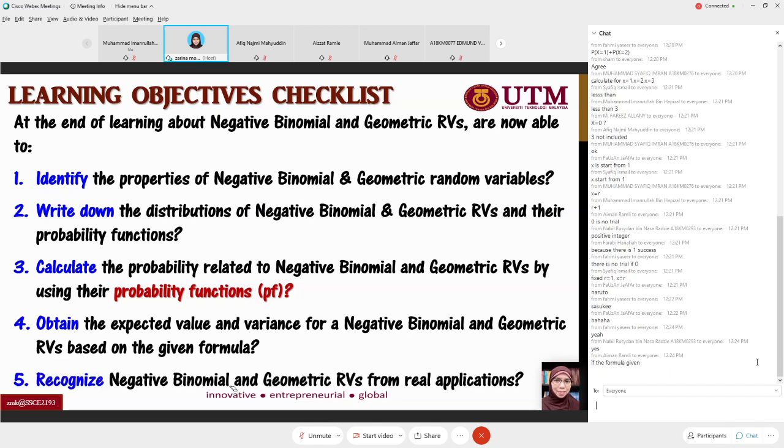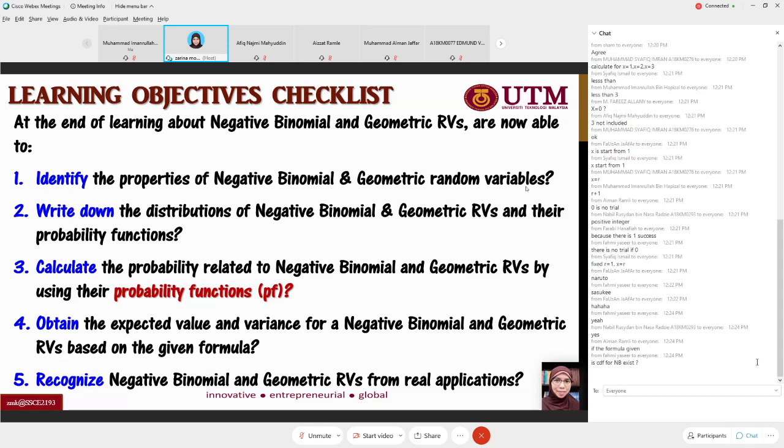And the last learning objective is very important. You won't be able to achieve the second, the third, and the fourth learning objective if you don't recognize that the variable follows these two distributions. So you have to have the skill of recognizing the variables from real applications. I can see just now your group demonstrated a very good understanding of these two variables, for negative binomial especially, and if you take the special case until the first success or until the first failure, that is geometric.